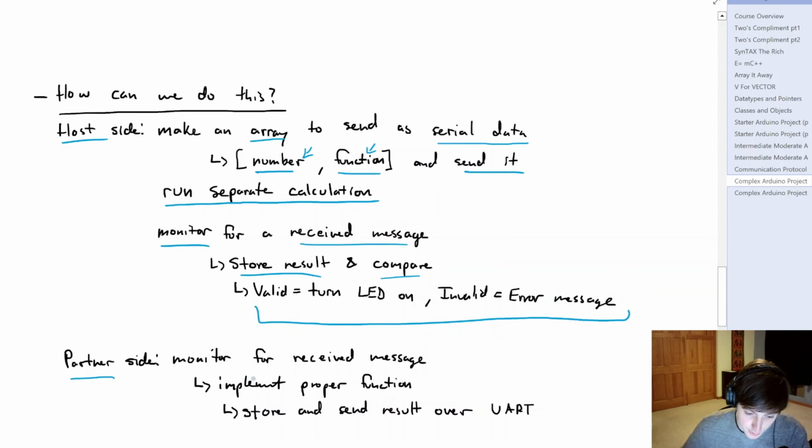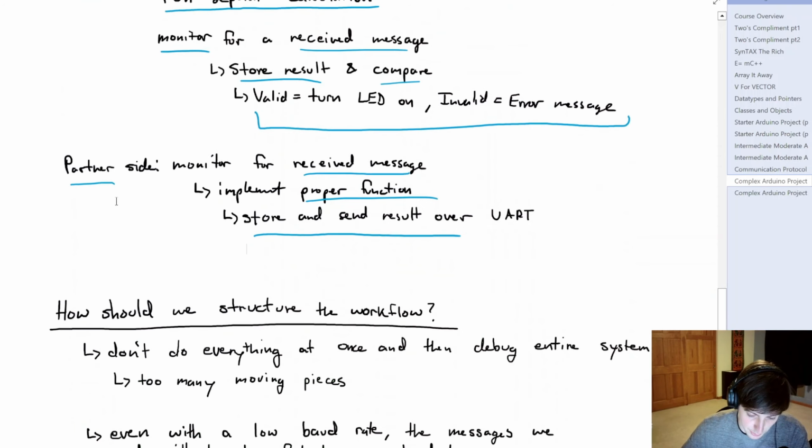Partner side isn't too crazy. We just monitor for a received message, implement the proper function, store and send it over UART. There's no comparison on the partner side. So moving on to how we might want to do the workflow.